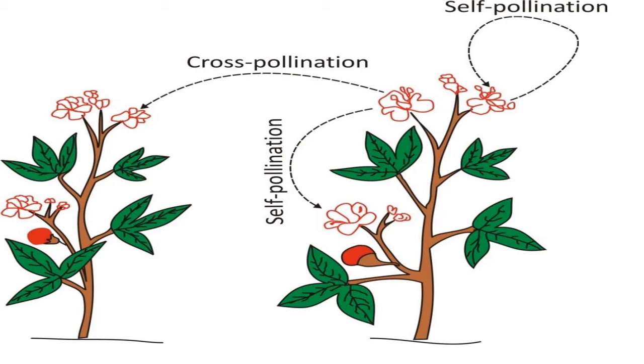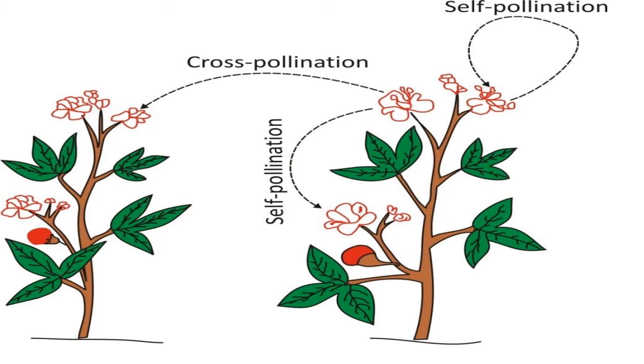And basically cross-pollination occurs in unisexual flowers, whereas self-pollination occurs in bisexual flowers, because bisexual flowers have both reproductive parts. So self-pollination occurs in bisexual flowers, but if the flower is unisexual, then cross-pollination will occur.